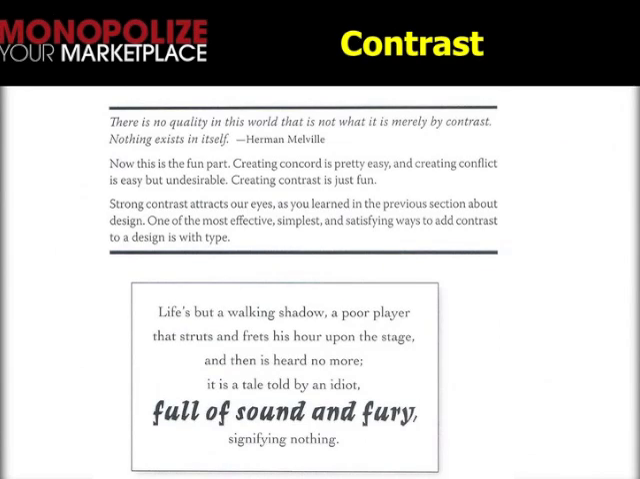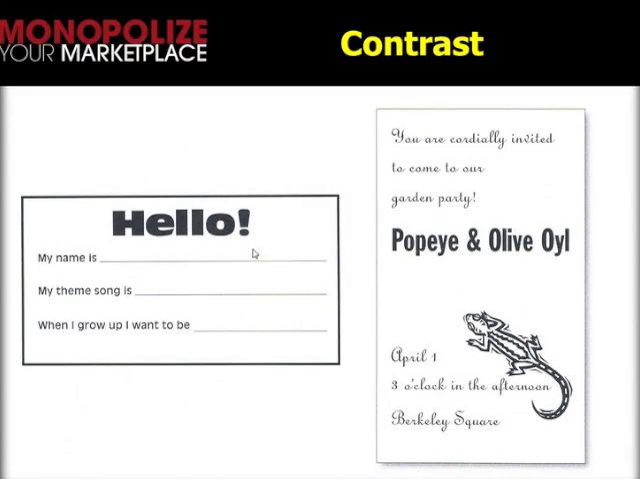Contrast. Well, let's see what Herman Melville says. There's no quality in this world that is not what it is merely by contrast. Nothing exists in itself, okay? So if we take the same example where we originally did an italics, and then the second example we put a completely different font, now "Full of Sound and Fury" has a font that looks a little bit full of sound and fury. It draws attention to that, and it allows the reader to see that that's what we want them to focus on, okay? You'll see that that font is completely different and has nothing to do with the first font, which draws attention to it in a positive way, okay?